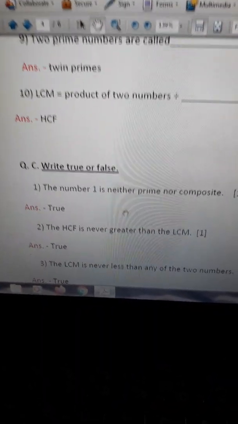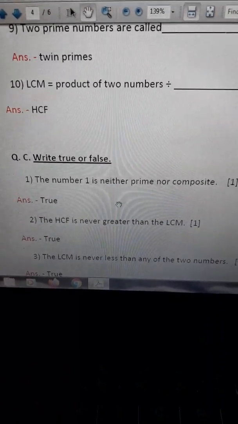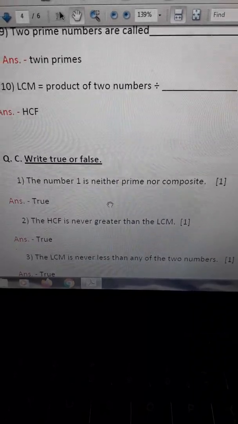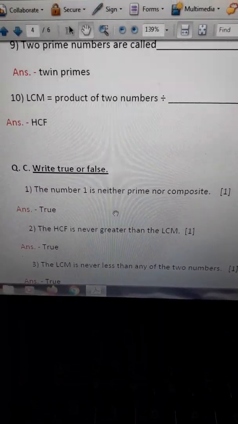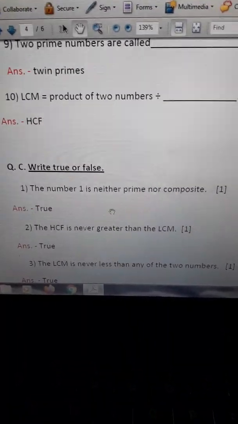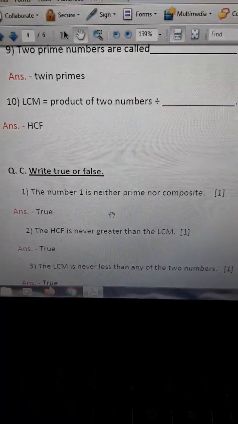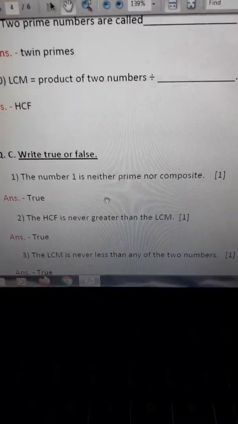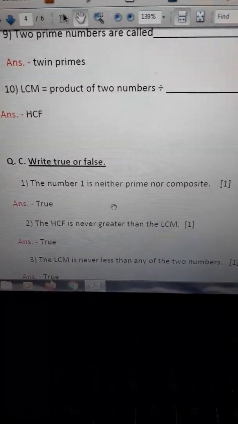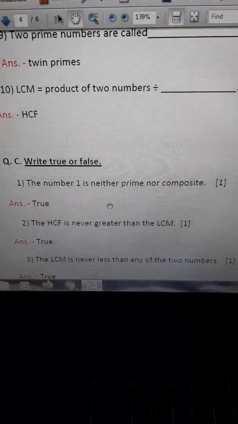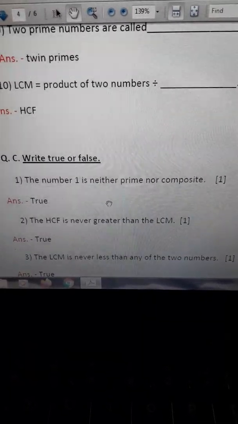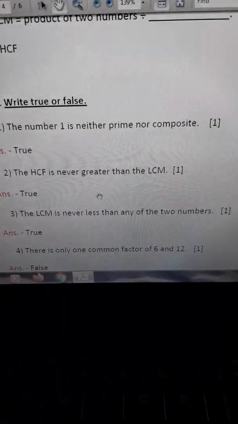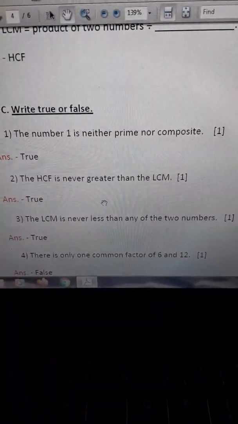So the next part of the question paper is true or false. The first question: the number 1 is neither prime nor composite. This statement is true. Okay, you always remember that the number 1 is neither prime nor composite. Question number 2. The HCF is never greater than the LCM. This statement is also true. Question number 3. The LCM is never less than any of the two numbers. This statement is true.